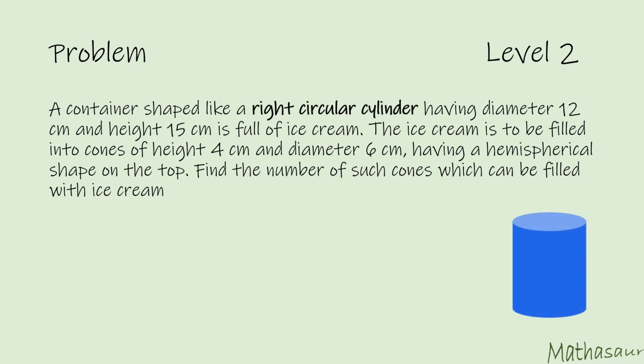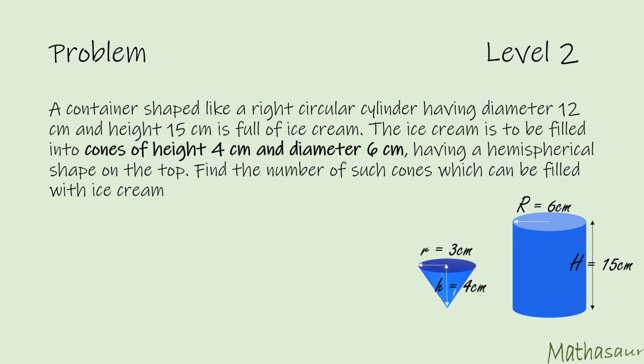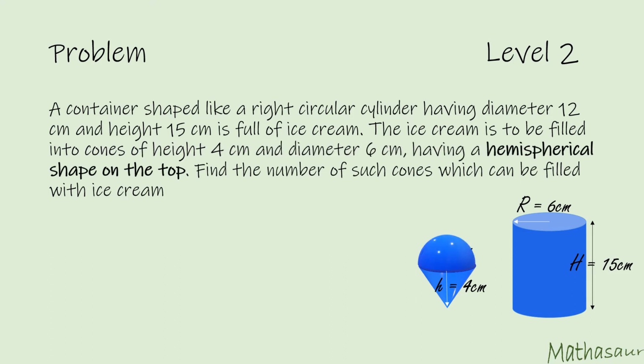So we are given a right circular cylinder and its dimensions. The radius is 6 cm and the height is 15 cm. Now we are also given a cone of height 4 cm and radius 3 cm, which has a hemispherical shape on the top.